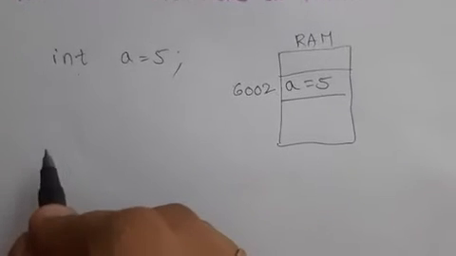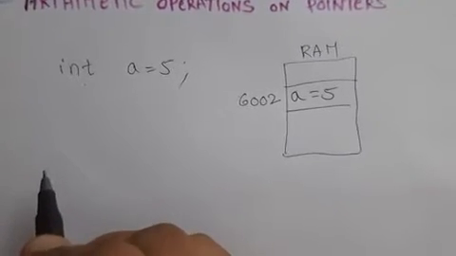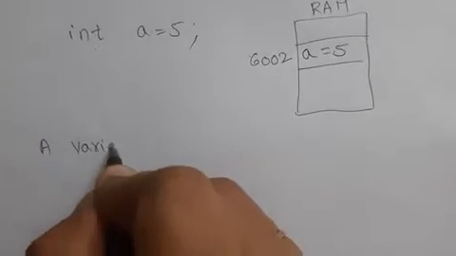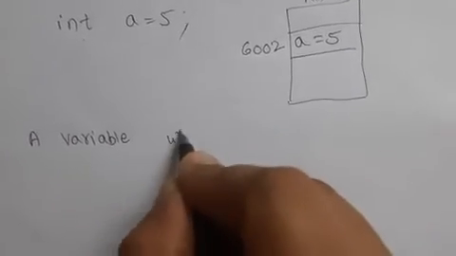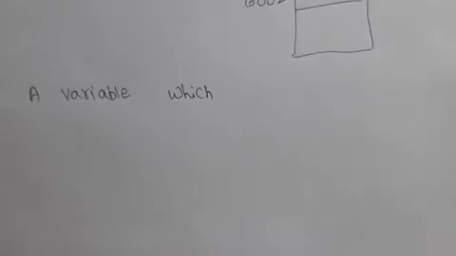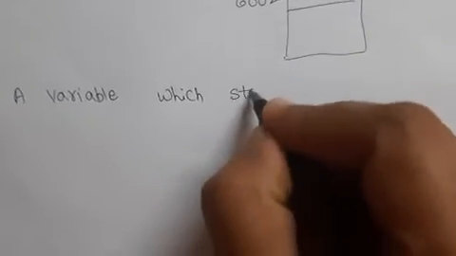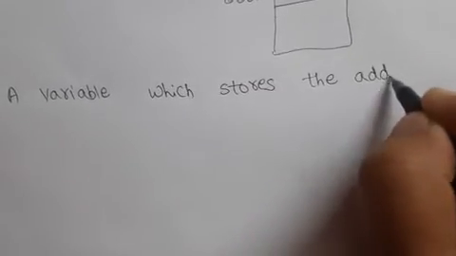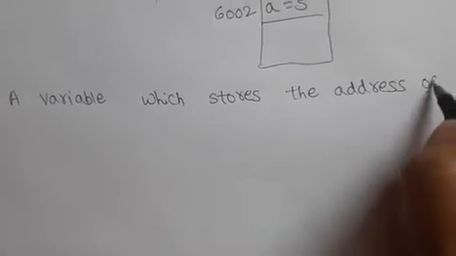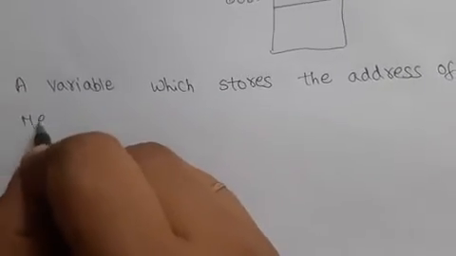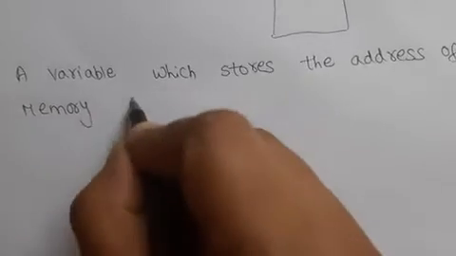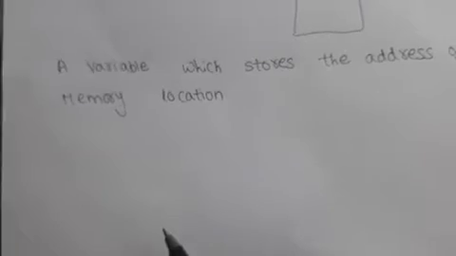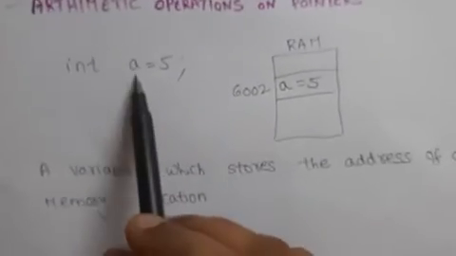So now we are going to learn something new: a variable which stores an address. A variable which stores the address of a memory location. So a normal variable is the one which stores a value.